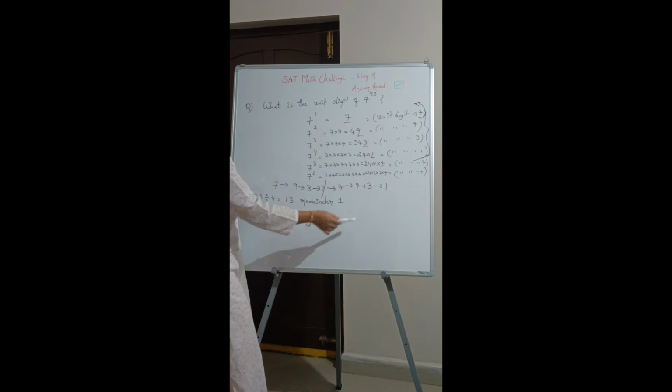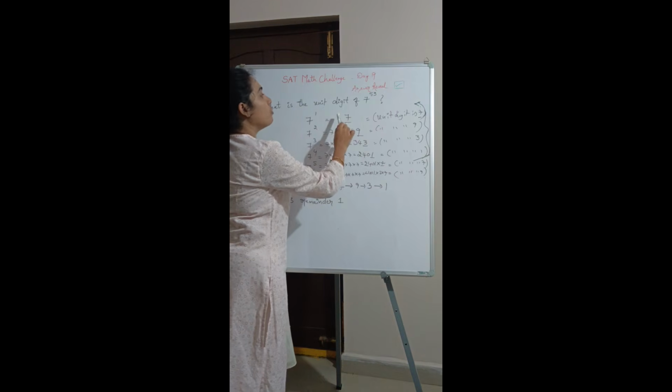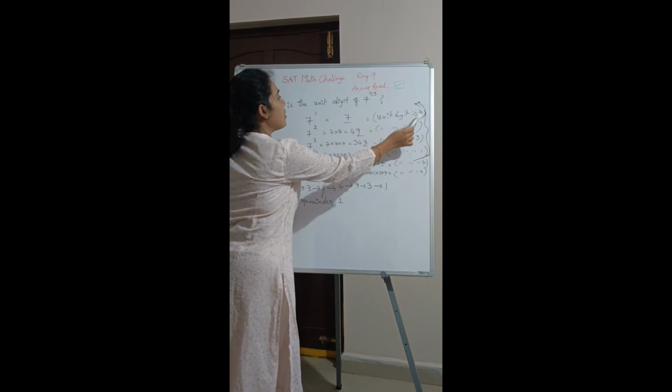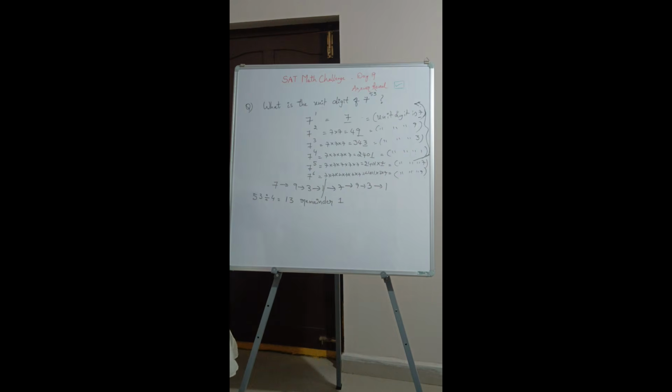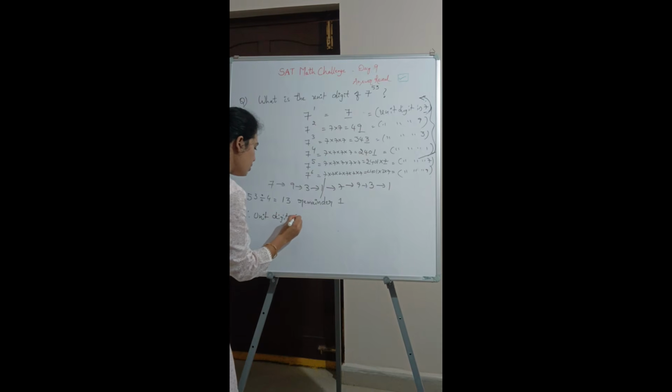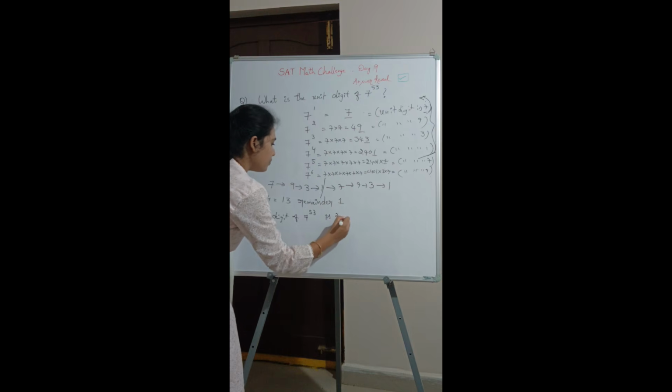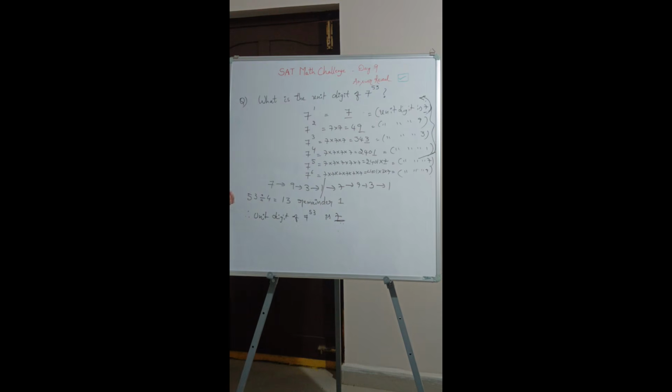So 1 maps to the position 1 where we have the unit digit as 7. Therefore, unit digit of 7 power 53 is 7. So like that we can find out the unit digit of any exponent depending upon the remainder.